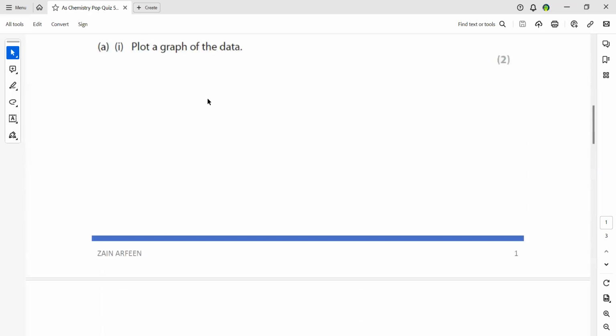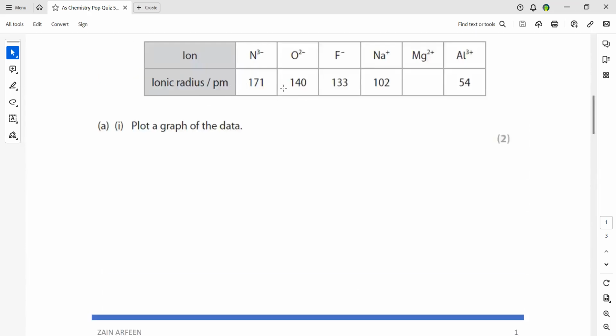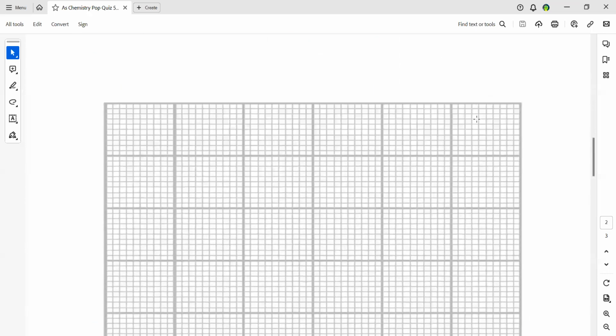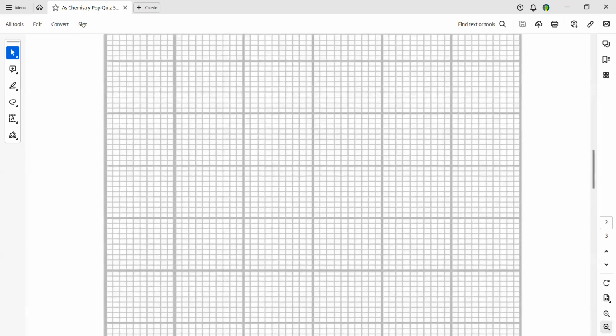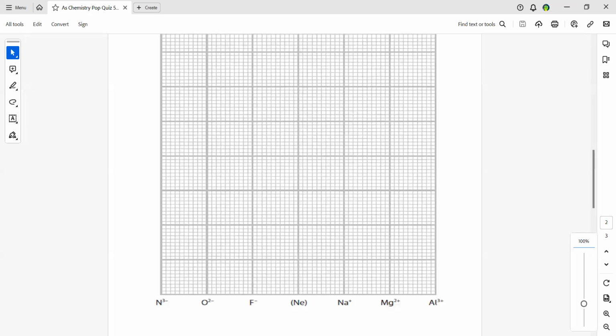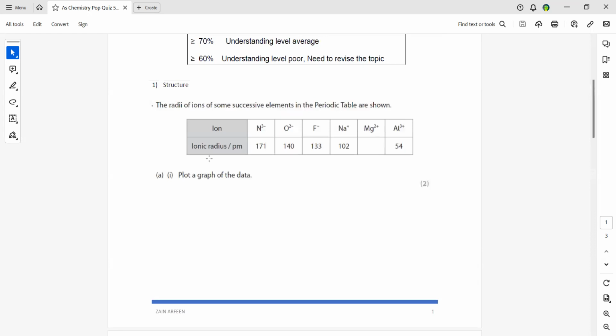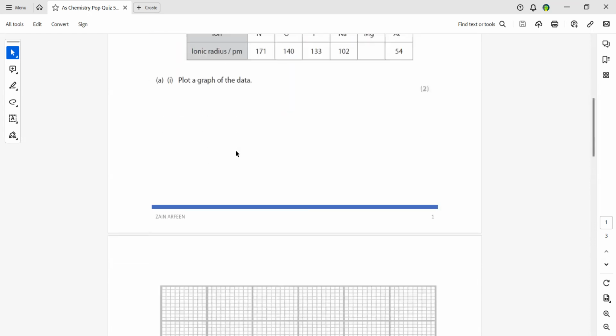for these values. We have to plot a graph: 171, 140, 133, 102, and then 54 is there. Magnesium is not given. So first you have to label the axis. The ions are already labeled. Then the second one is ionic radii.